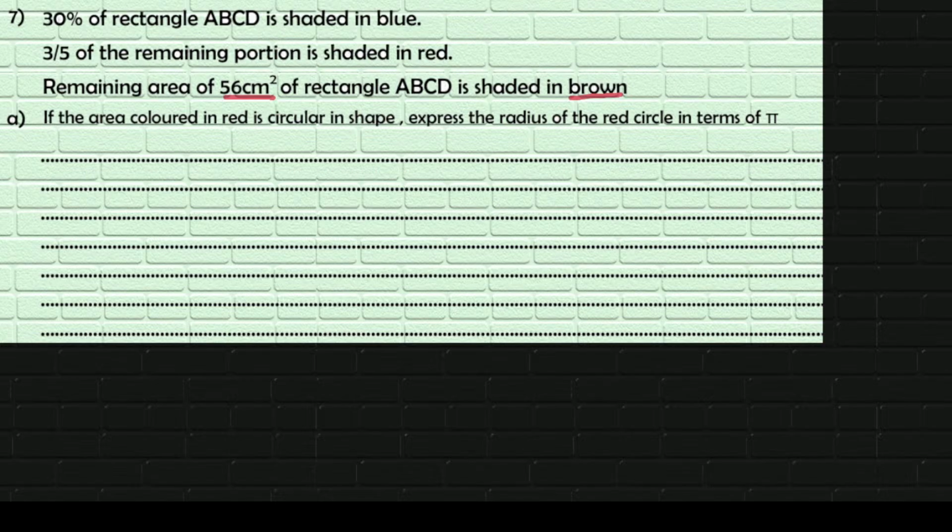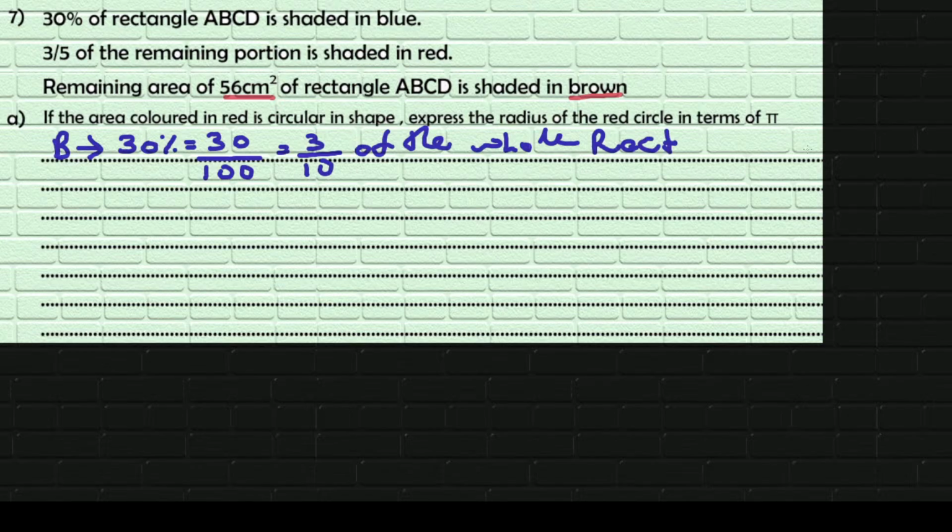So blue is, what have they said about blue? 30%. So 30% of the rectangle is blue. That is 30%, or in terms of fraction, 30 over 100, or 3 over 10. So 3/10 of the rectangle is blue. Okay, 3/10 of the whole rectangle is blue.